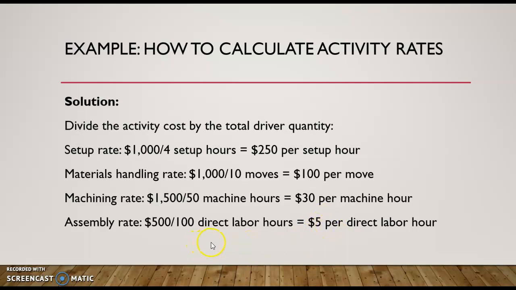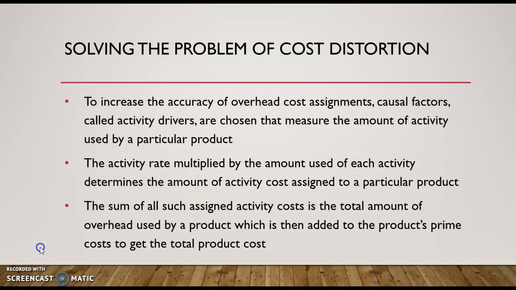Now, if one particular job needed 1 setup hour and 2 moves and 3 machine hours and 5 direct labor hours, then we would have to get all 4 of those together, add them all up, and that's the total that would be applied to that job on the job cost sheet.